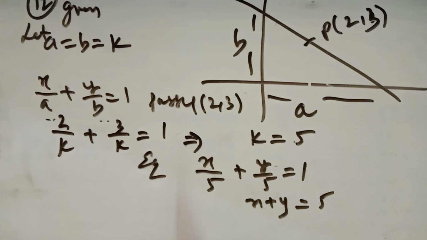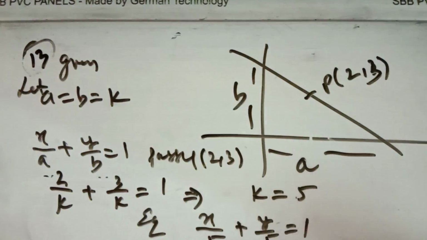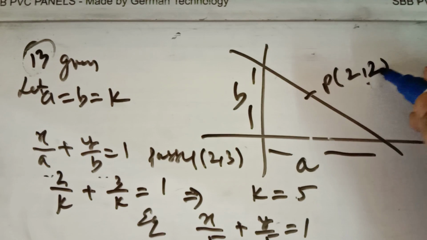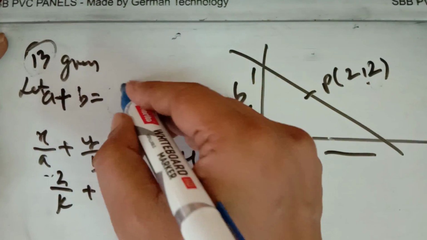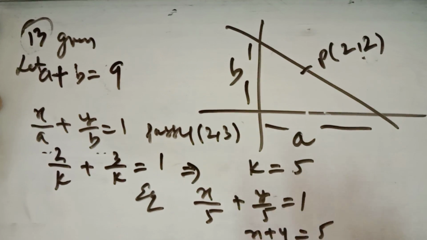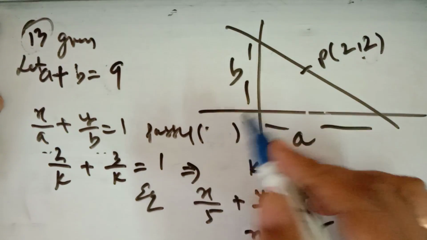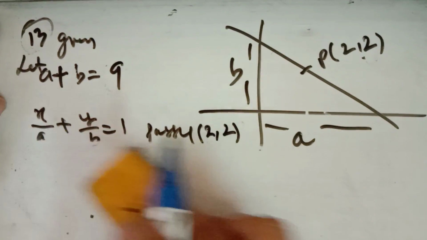Now in question number 13, some difference is given. It is given that the line is passing through the point (2, 2) and cutting off the axes whose sum is 9. So here it is given that a plus b is equal to 9. Now x upon a plus y upon b is passing through the point (2, 2), and you have to find the values.